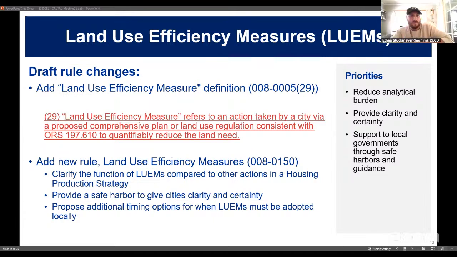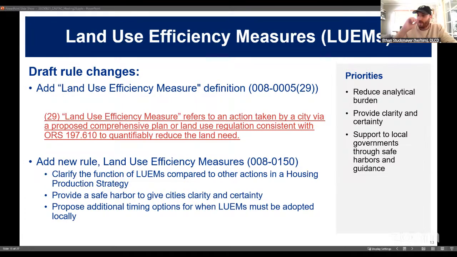What I'm asking is, in terms of legal certainty of a city adopting its housing capacity analysis, how does a city know when it has taken enough land use efficiency measures? Is it only that safe harbor? And if so, then that's a minimum standard. It's not a safe harbor.